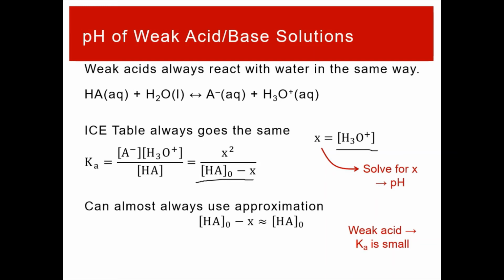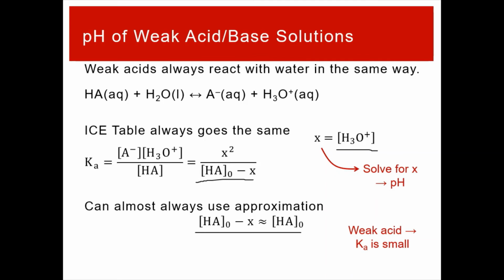In terms of solving the actual equilibrium, the algebra problem to solve for X, sometimes you may have to use a quadratic equation, but we can almost always use the approximation method because it is a weak acid, which means Ka is likely small. That's the whole point of dealing with a weak acid.